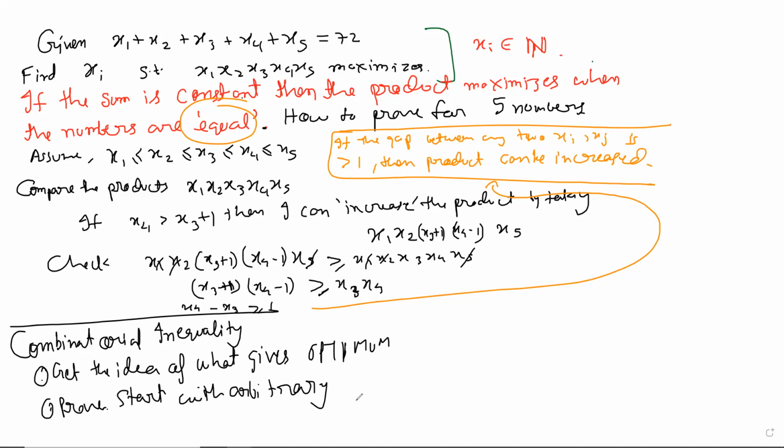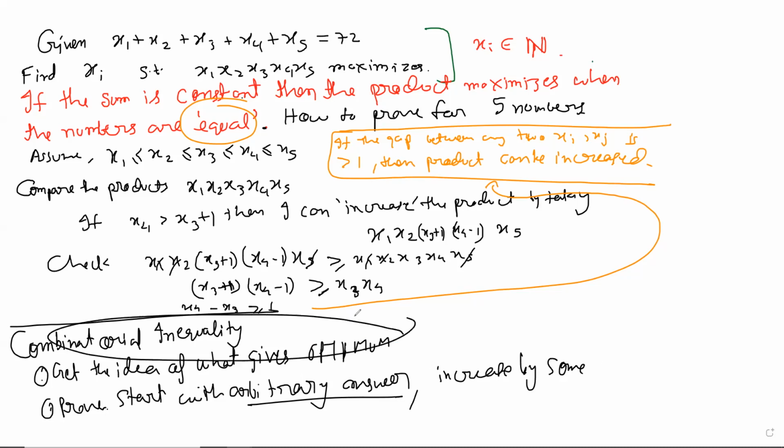The exact same idea works: you first get the sense of what the answer should be for small cases, and then you prove it by starting with an arbitrary answer which is legal, in the sense that it satisfies the constraints, the sum or the product, whatever is given. You get an arbitrary answer and increase it by some simple operation. That operation will usually be clear from the nature of the optimum, and it takes you closer to the optimum.